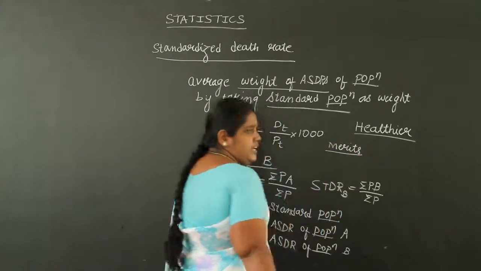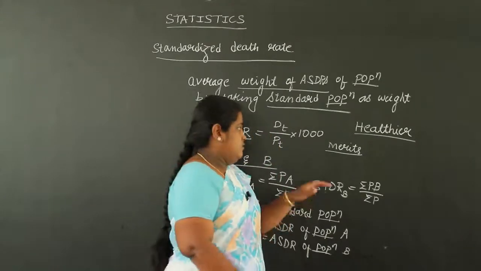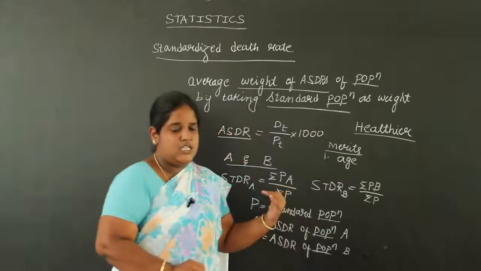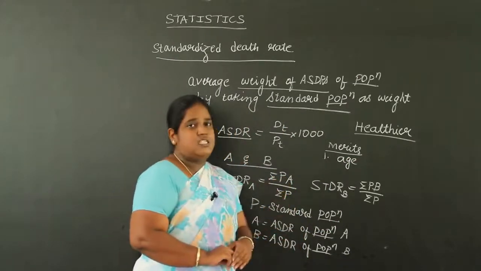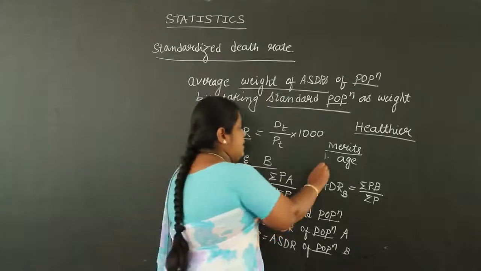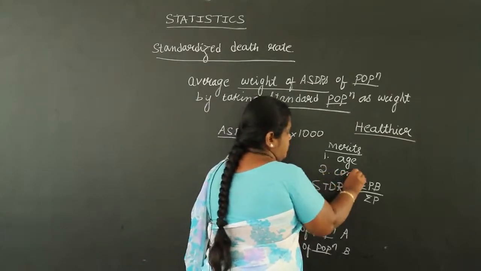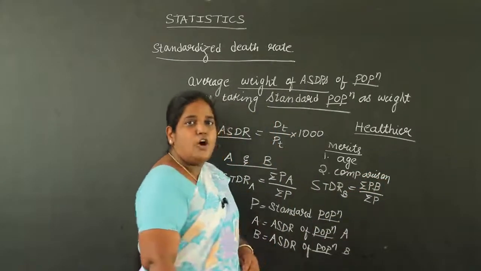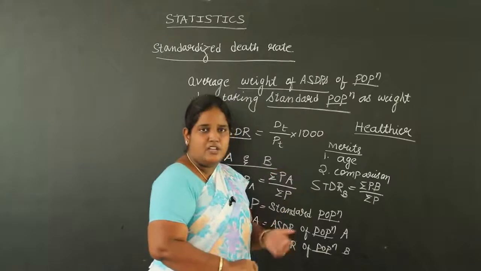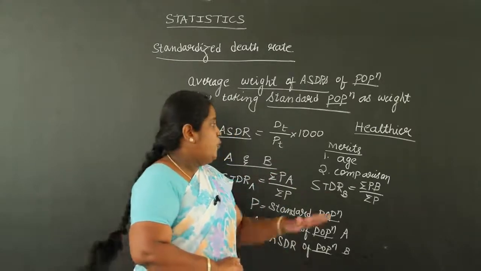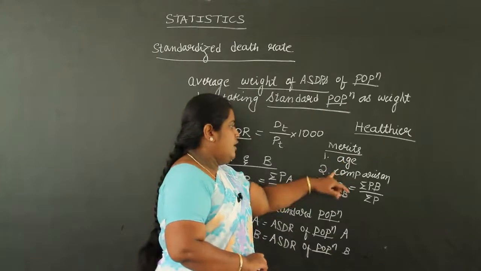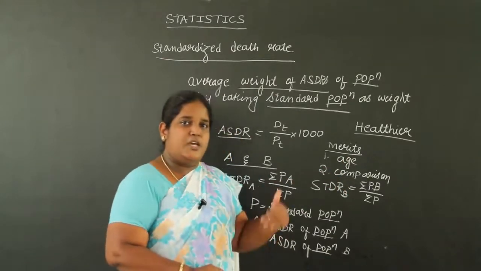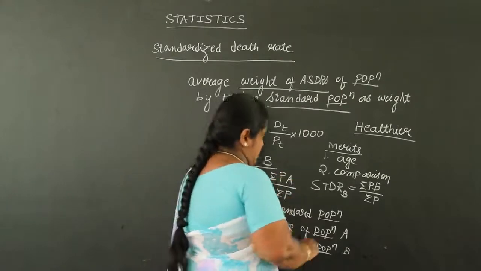Under the merits of standardized death rate, we take the age composition. Since we are finding out ASDR, the age composition is taken into consideration, and comparison of two or more populations can be done only by this method. So these are the advantages of the standardized death rate, where we are taking the age composition, and the next one is we can compare which population is healthier by using standardized death rate.